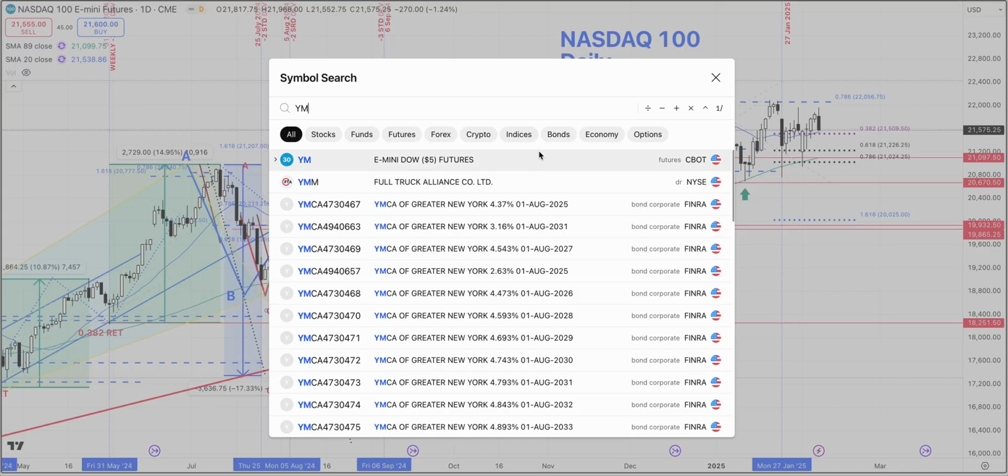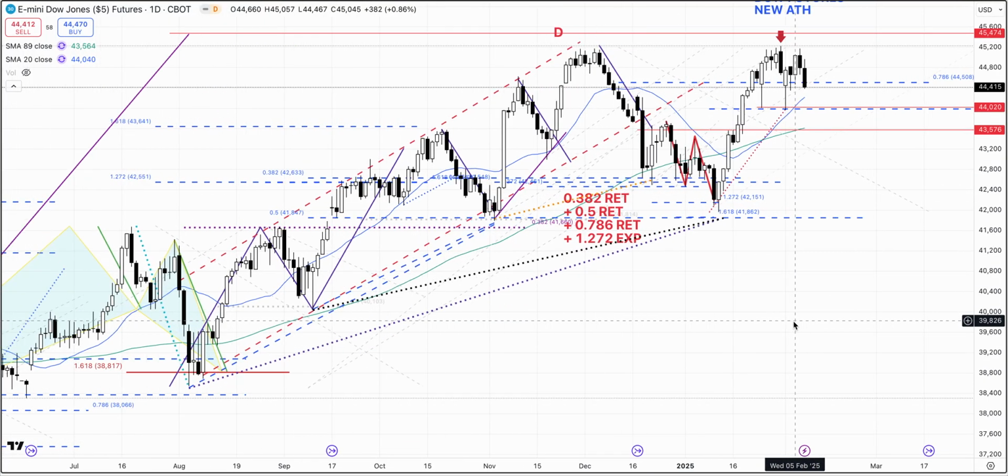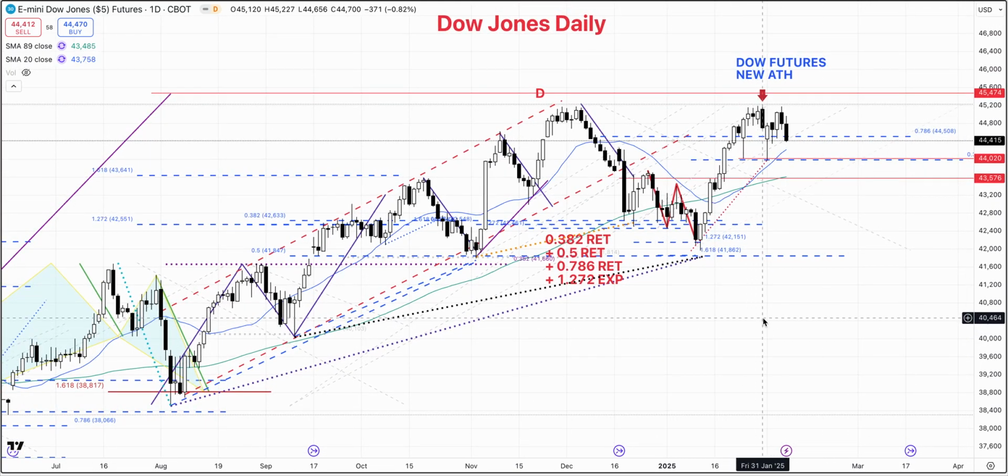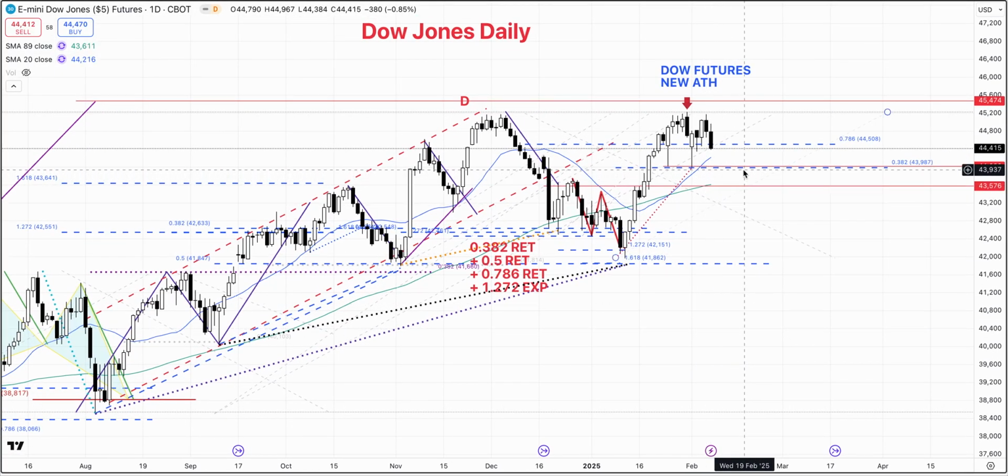Let's take a look at the Dow Jones Industrial. The Dow Jones Industrial actually made new all-time highs on the futures on 31st of Jan. So it's an interesting development. It's just range bound for this market. The really key thing is it's 44,000 roughly. It's finding really nice support from the 38.2% retracement. Going below this, we could have an ABCD.